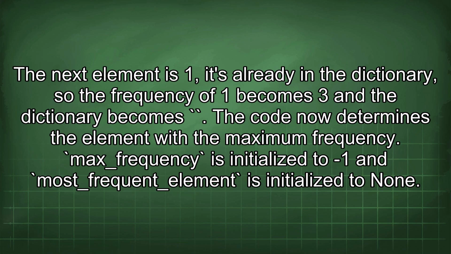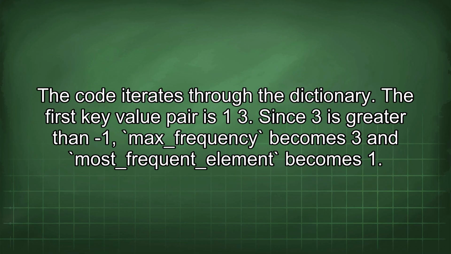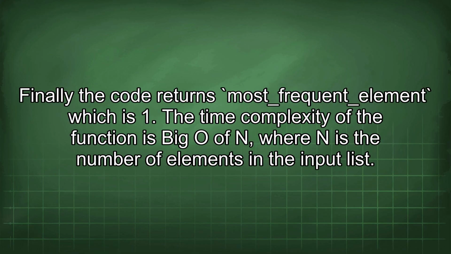Max frequency is initialized to -1 and most frequent element is initialized to none. The code iterates through the dictionary. The first key value pair is 1, 3. Since 3 is greater than -1, max frequency becomes 3 and most frequent element becomes 1. Finally, the code returns most frequent element, which is 1.